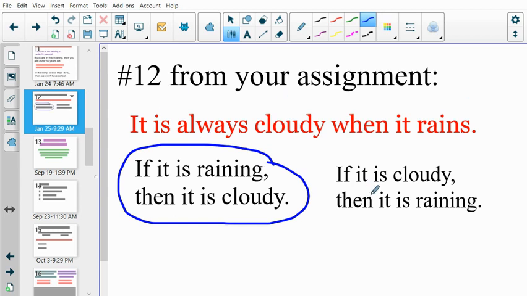Now listen to this one. If it is cloudy, then it is raining. And now I'm not thinking about that sunny day when it was raining. I'm thinking about that cloudy day when it wasn't raining. If it is cloudy, then it is raining. And I'm thinking, no, that's not true. It was a day last week when I was walking around outside. It was cloudy, but it was not raining. I'm thinking about a different thing. This sentence means something different than the red sentence.